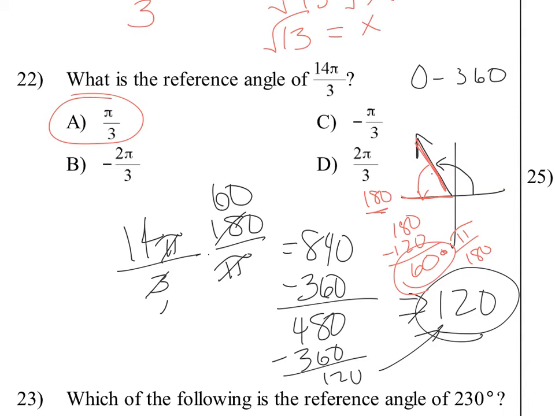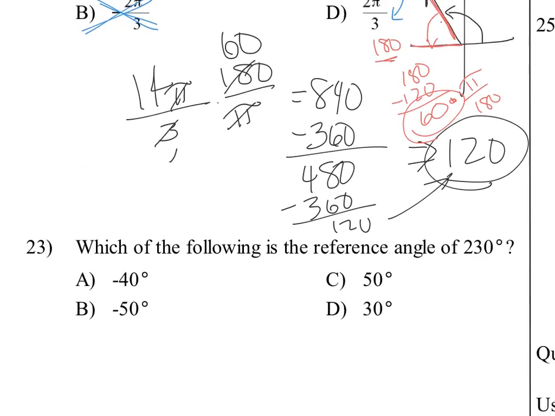Just to be clear here, when you're finding a reference angle, remember reference angles do have to be positive and acute. So if you don't really know what this one is, you should figure that out. But they always have to be positive and acute. So these two are gone just to begin with.